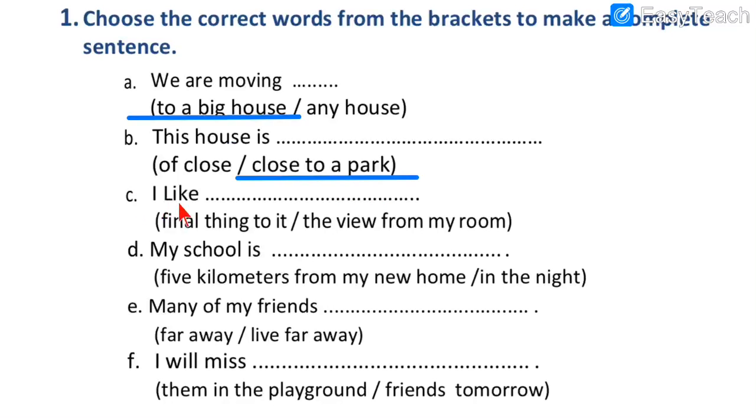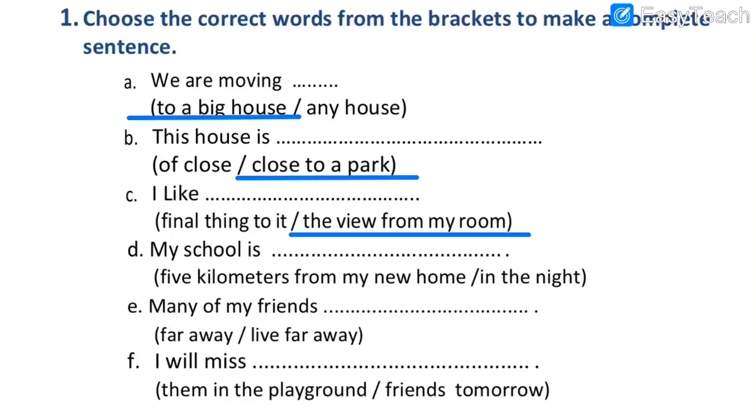Number 3, I like dash. See the options which are given. I like fine things to eat, or I like the view from my room. Which one do you think is correct? The correct answer is again the second one. I like the view from my room. That is the correct option.